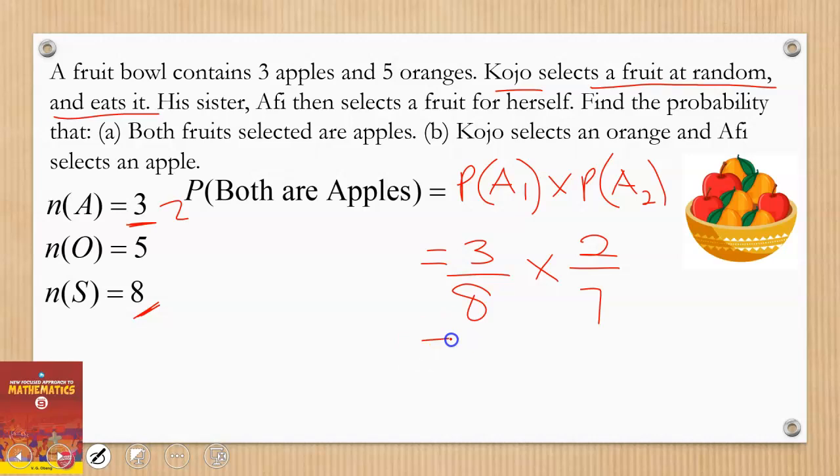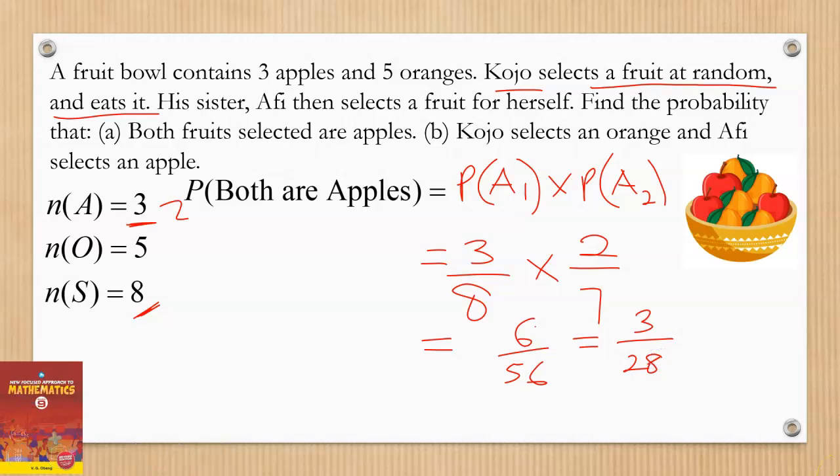Now we can simplify this to make it 3 times 2, which is 6 divided by 56. Of course, this can be reduced to the lowest form. Since the two numbers are even numbers, I can divide both by 2. Here, 2 divides 6 as 3 and 2 divides 56 as 28. Right, so that is the answer.